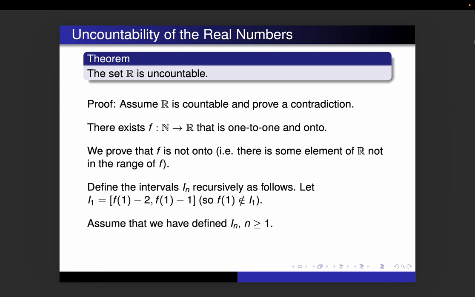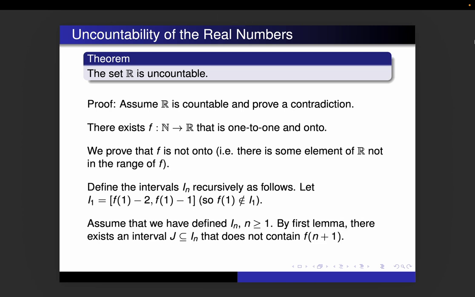Then we're defining this recursively, so we can now assume that we've defined I_n for n greater than or equal to 1, and we just have to explain how to get I_{n+1} from that. Well, it's not going to be too hard. From the first lemma, there exists an interval J in that closed interval I_n that does not contain f of n plus 1. So the idea is I_n has avoided f of 1 through f of n, and now we want to create a new interval that also does not include f of n plus 1, and that's J. We can do that from that very first lemma that I had in this video. And then we're going to let I_{n+1} be that J. So that gives us a recursive definition of all of our intervals.